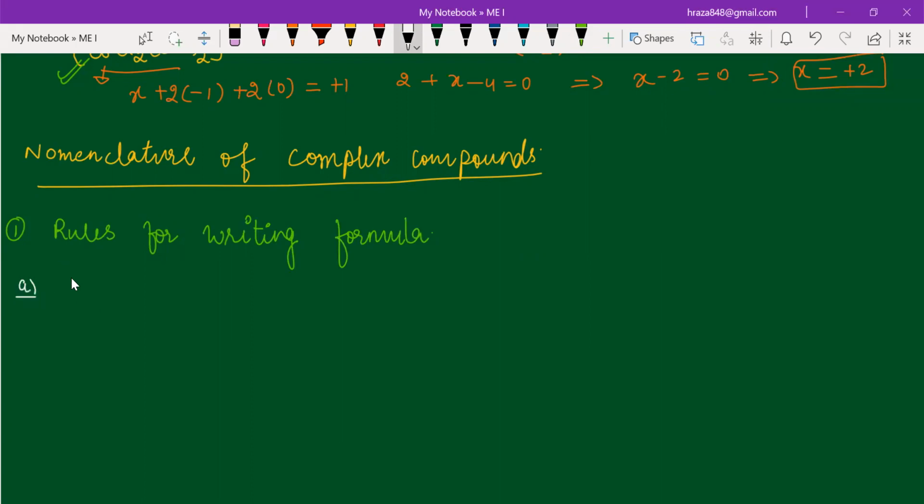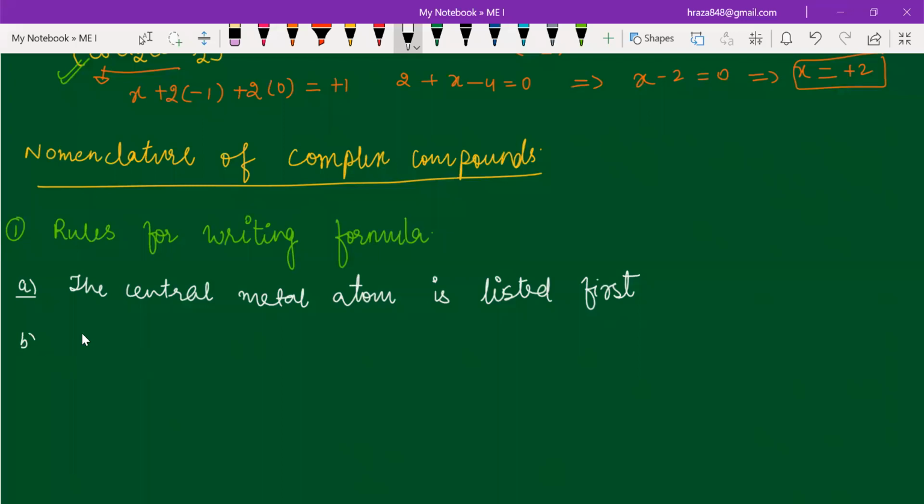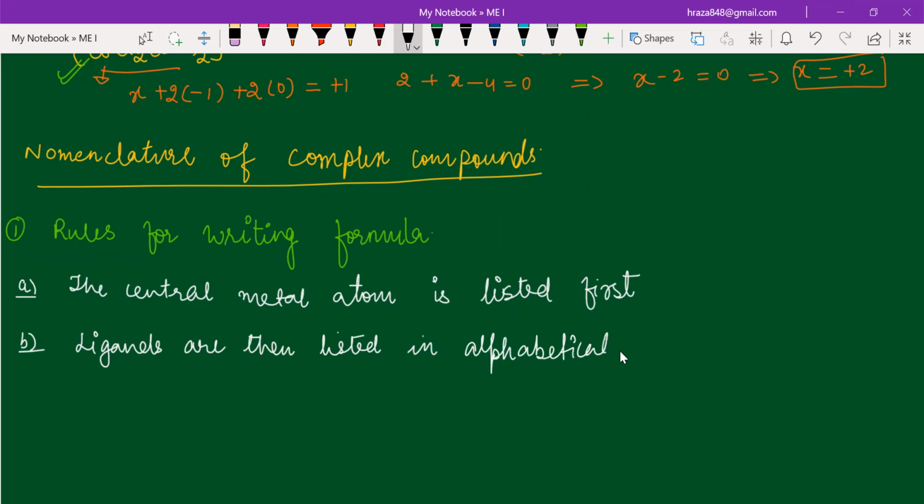A: the central metal atom is listed first. Then ligands are listed in alphabetical order.